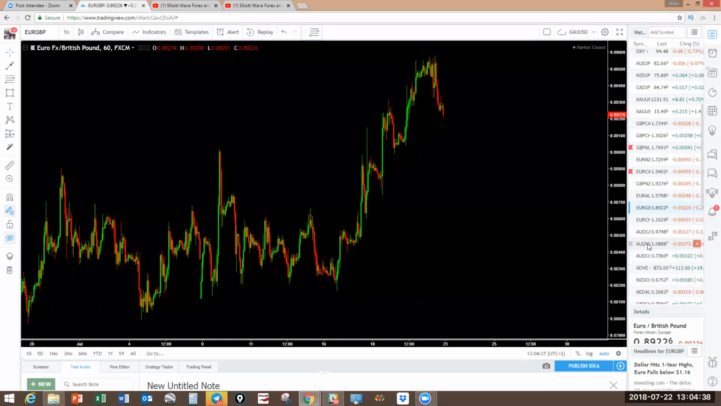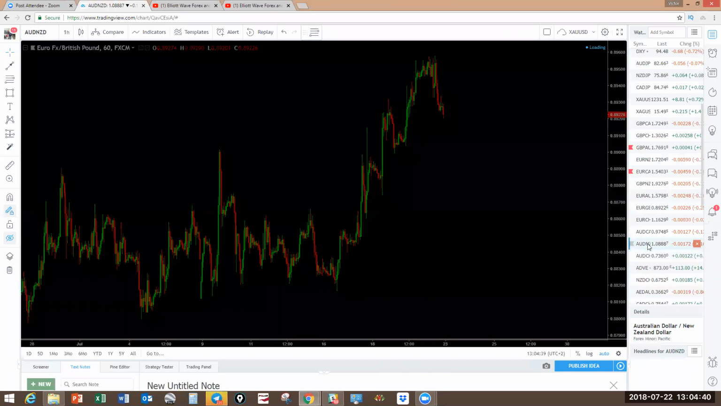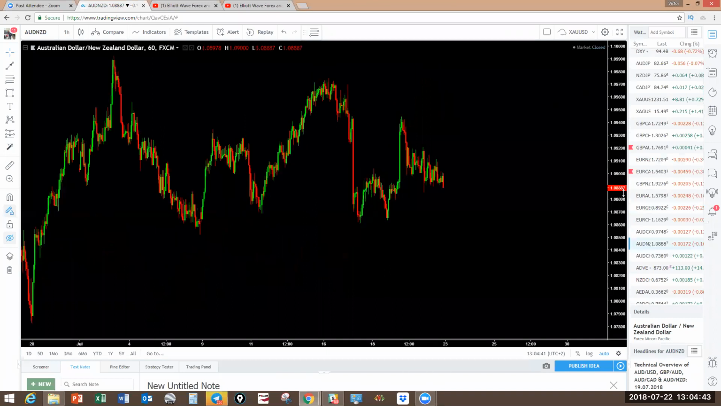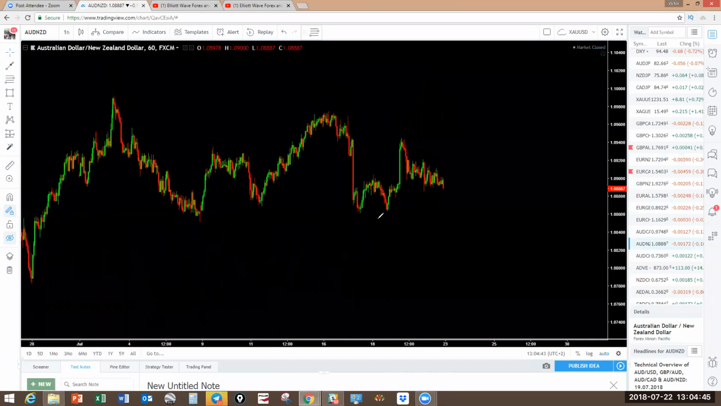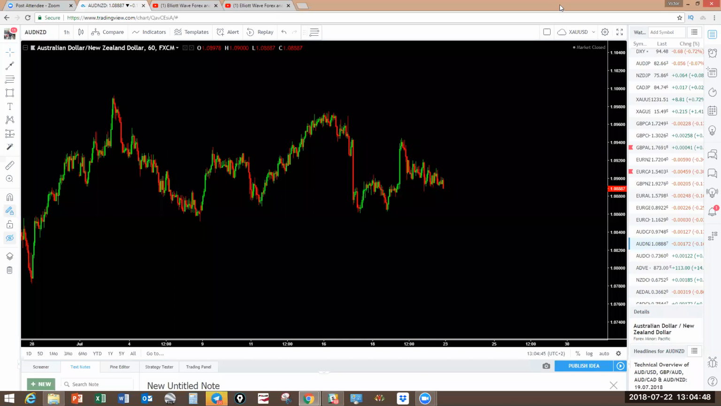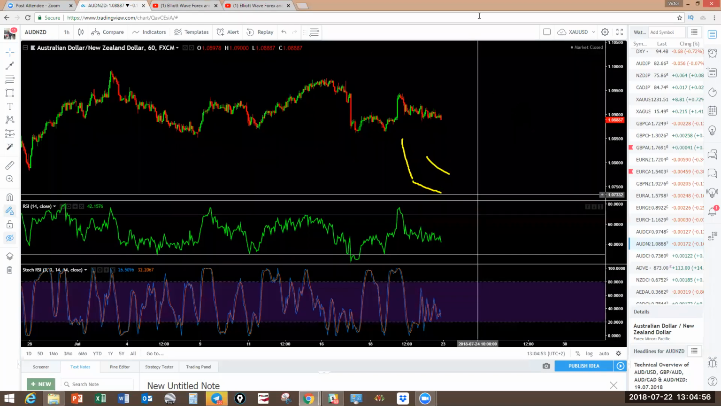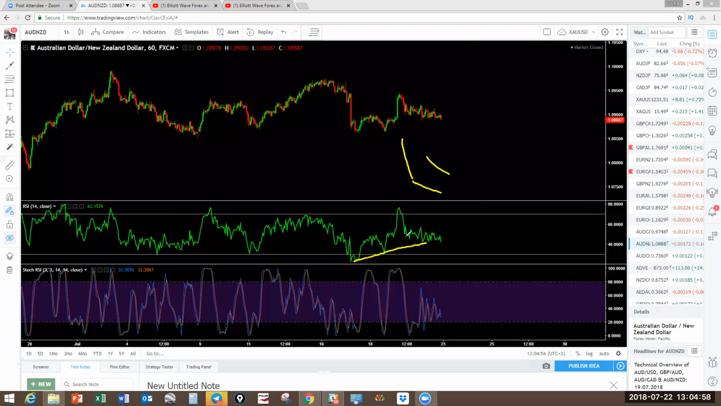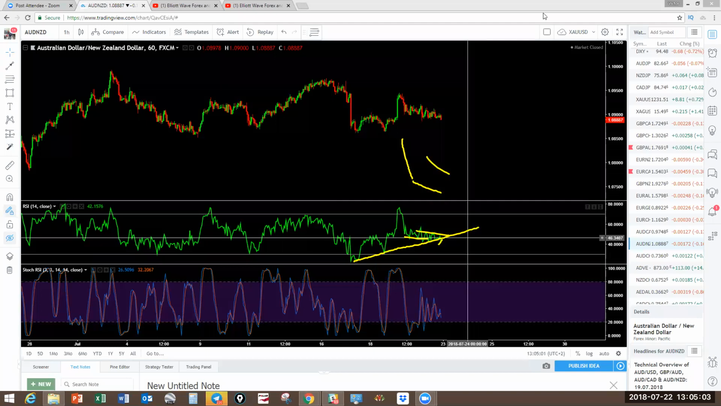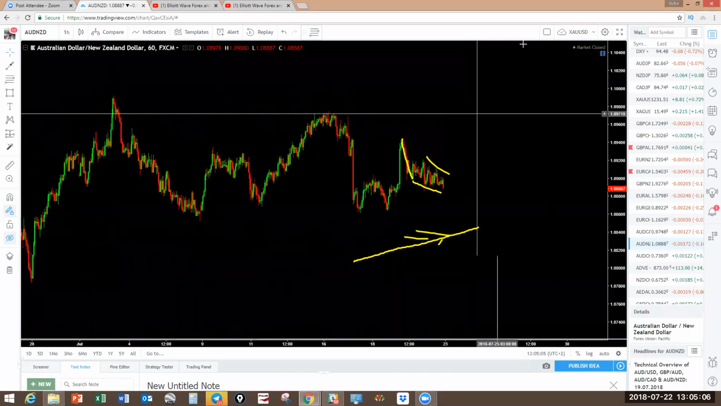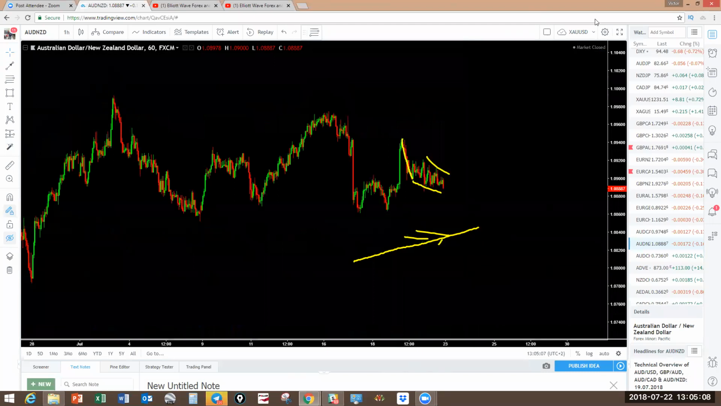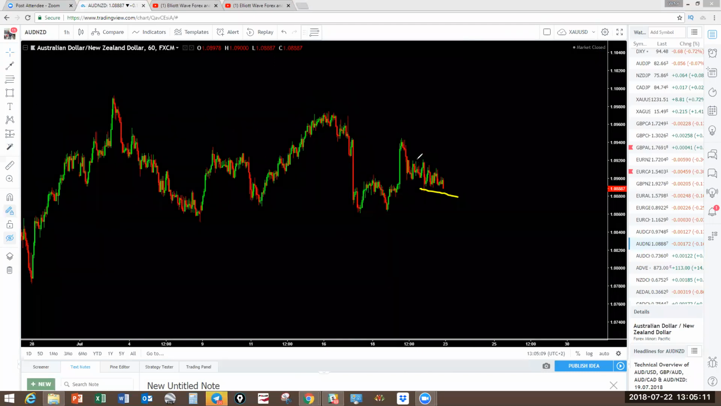Okay, we can just look at some of the AUD and the CAD pairs. So AUD has made a 1, 2, 3 up, and it is making a very nice V pattern there. It's already making divergence. It's not ready yet, but we look for it to break to the upside. You look for this V pattern to break at least to this level.